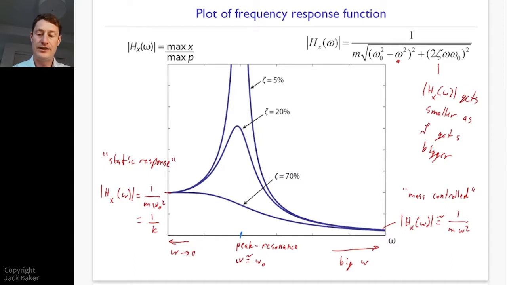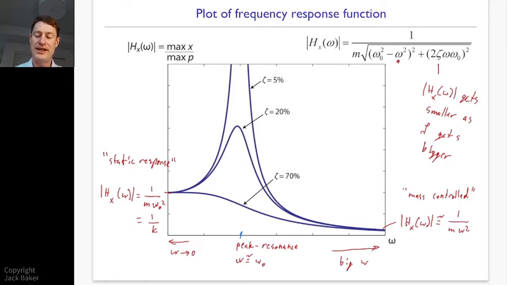Over here, the excitation is very slow compared to the frequency at which the structure wants to oscillate. So the structure sees this as basically a static force. And so the amplitude of this very slowly varying response is going to be governed by the stiffness of that spring. The stiffer the spring is, the bigger the K, the smaller the response. So all we're dealing with on the left-hand side is the static stiffness of the system.